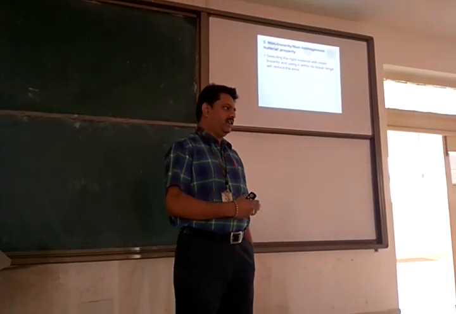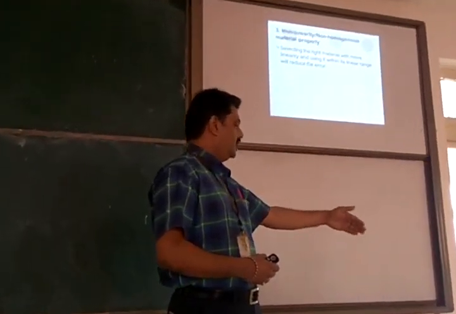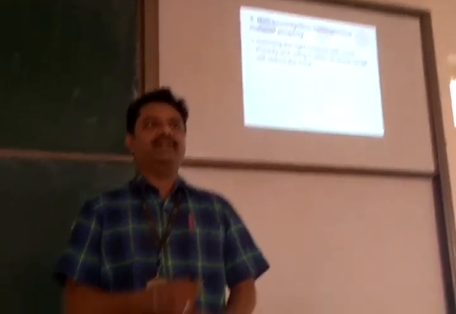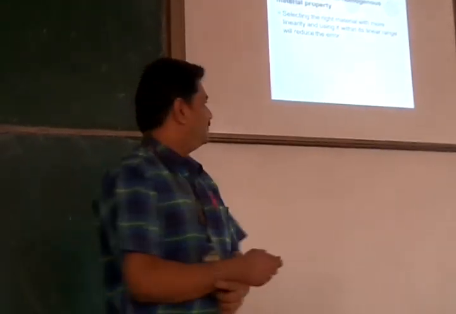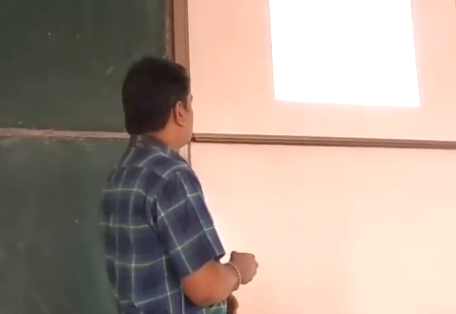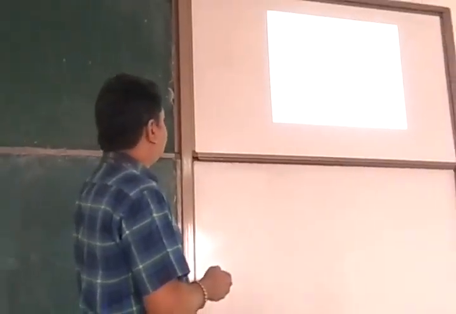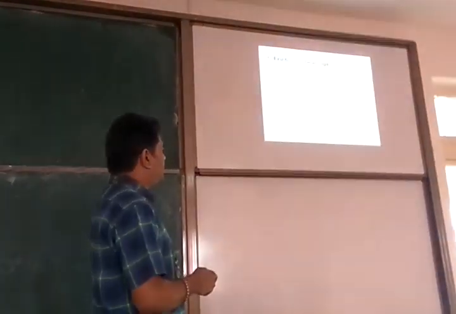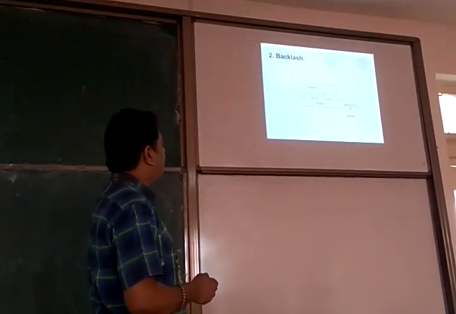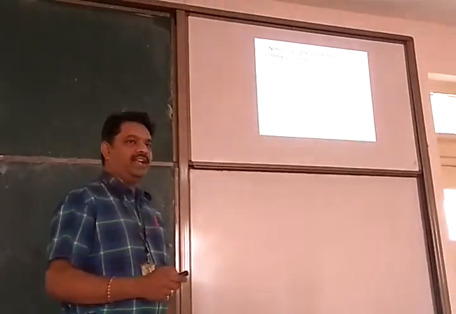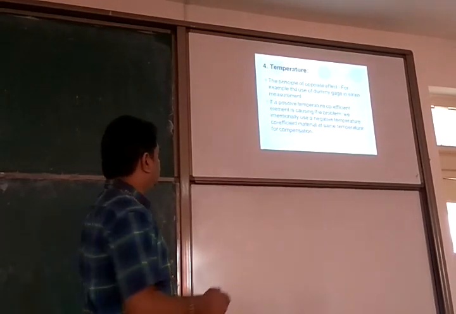The sources of error and the ways of eliminating it or reducing it. And we have talked about the methods of reducing error. We talked about friction in the bearing, how to reduce the backlash, non-linearity, non-homogeneity in the material, all those stuff.